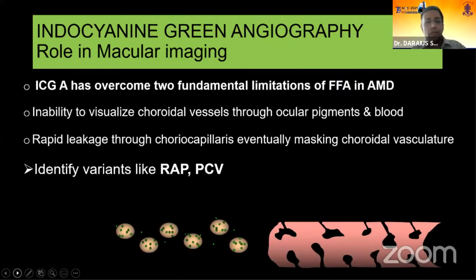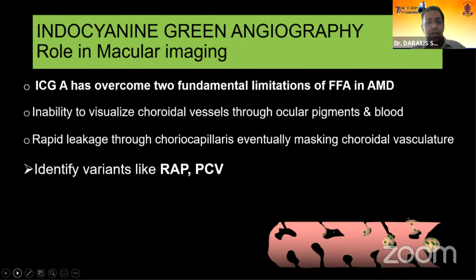And when we move to ICG, it has overcome some of the fundamental limitations of FFA, because of the inability of FFA to visualize the choroidal vessels through ocular pigments and blood, and the rapid leakage from the choriocapillaris. So because of these advantages, ICG definitely helps us in entities like RAP and PCV.